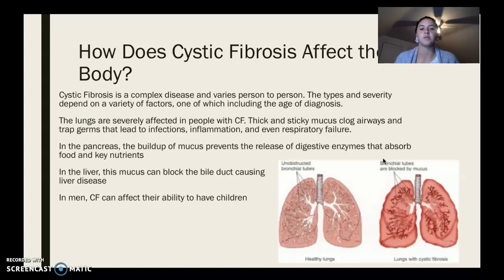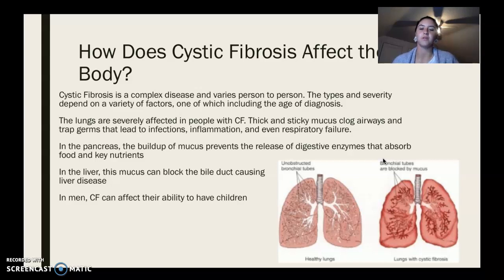So how does cystic fibrosis affect the body? It's a very complex disease and it varies person to person. The types and severity depend on a variety of factors. One of the big factors is the age of diagnosis. So as I was saying, the earlier you can catch on to the disease, know that you have it, the easier it is to treat, and you can extend your life by treating it early.